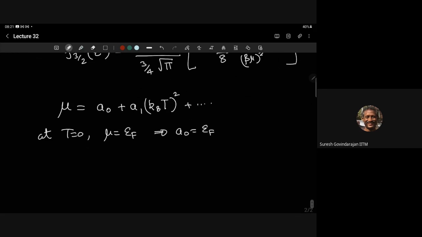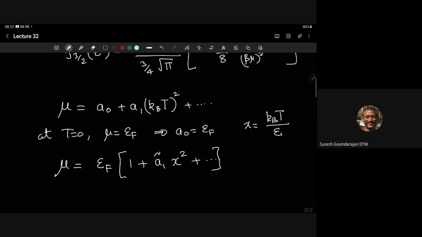So what I will do now is write mu like this: epsilon F into 1 plus, and I have to define some new coefficient, I'll just call that A1 tilde times x square, where x is kBT by epsilon F. I'm just redefining these constants, but we have already got an expression for epsilon F. In this method, I will get epsilon F again. You can go back and check.